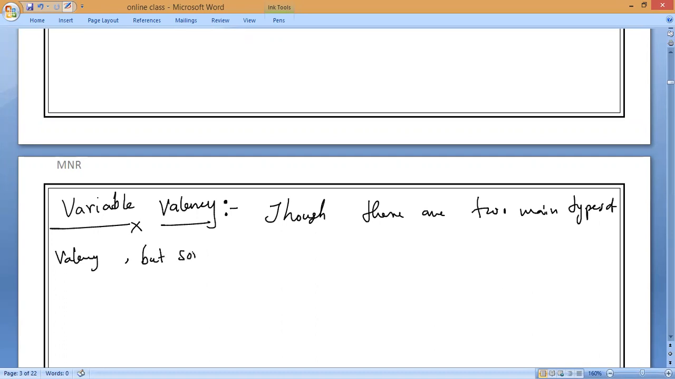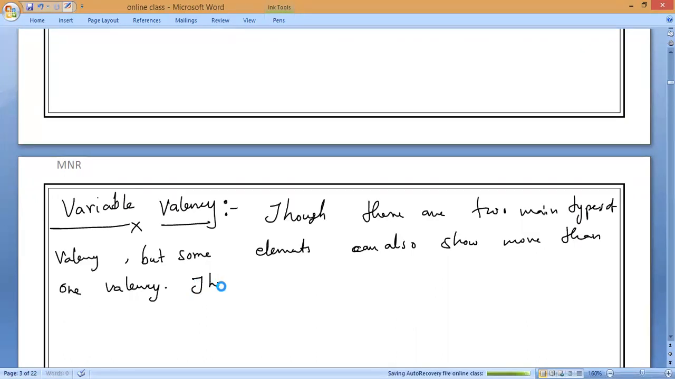But some elements can also show more than one valency. More than one valency. What is the example given for variable valency in our book? Phosphorus. Understand? Phosphorus.